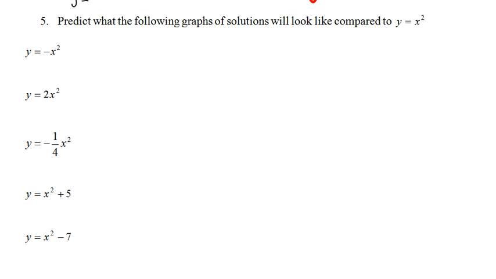Okay, and again now for question 5, I'd like you to make some predictions. There's 3 things I'd like you to think about. Think about which way they're going to open. Think about the vertex. And think about the shape. And by shape I mean, will it be vertically expanded or compressed? Okay, so take a second to make some predictions, and I will pause and be back in 2 seconds to give you the answers.